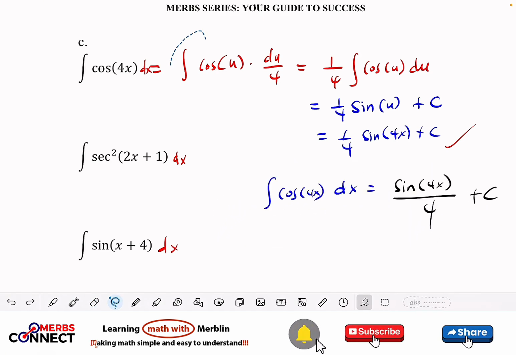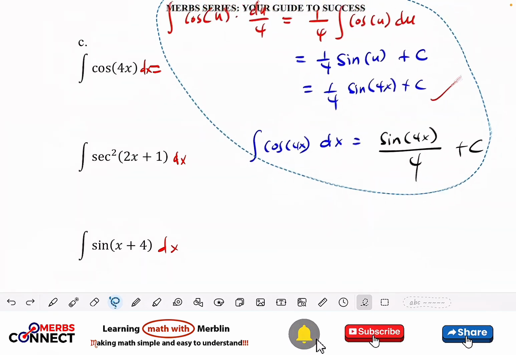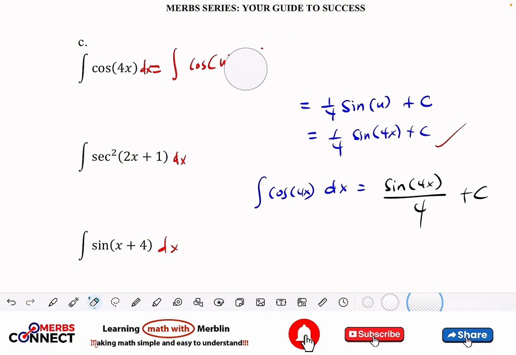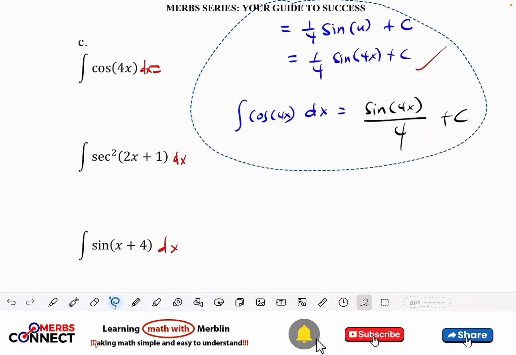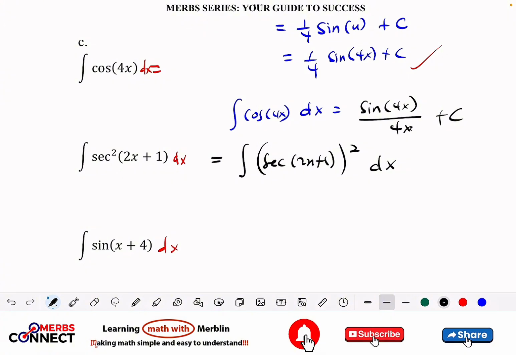Now let's talk about the next question here. So now this one here is the same as integration sec 2x plus 1 all squared dx. So that's what you need to know. So this is the question here. Good. This is the function here.